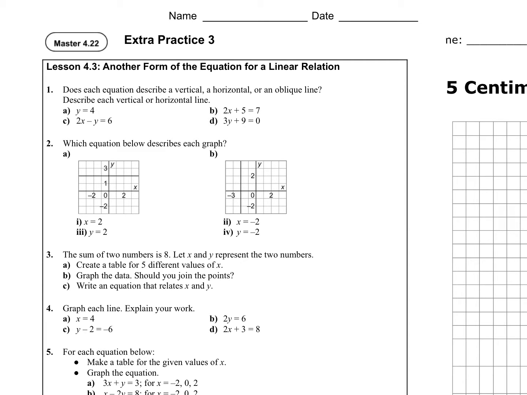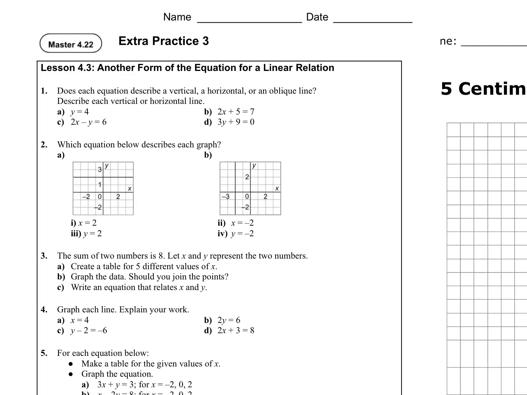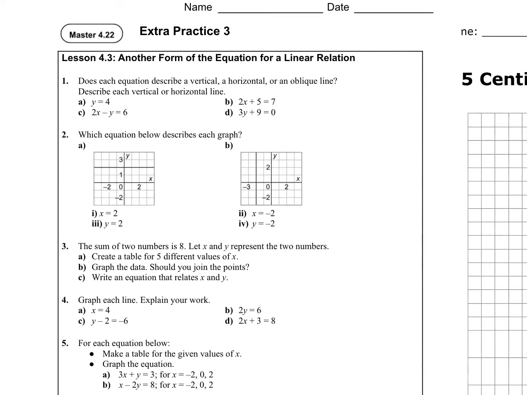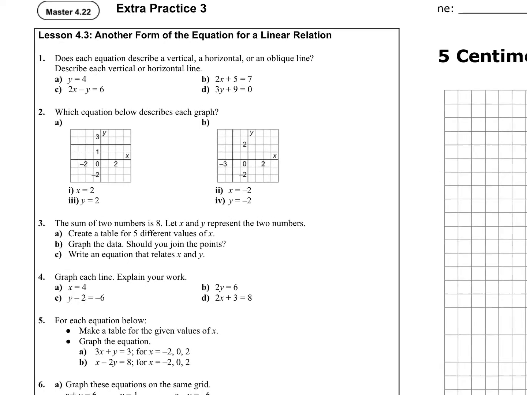Hello everybody. Today we are going to go over Master 4.2 Extra Practice 3 for Lesson 4.3, another form of the equation for a linear relation. So this one here consists of 6 questions, and we're going to need some graph paper. So I have some graph paper over here, and we are going to start with question number 1.